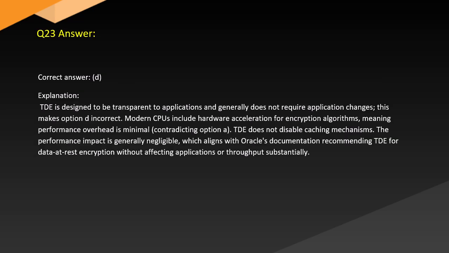Answer. Correct answer: D. Explanation. TDE is designed to be transparent to applications and generally does not require application changes. This makes option D incorrect. Modern CPUs include hardware acceleration for encryption algorithms, meaning performance overhead is minimal, contradicting option A. TDE does not disable caching mechanisms. The performance impact is generally negligible, which aligns with Oracle's documentation recommending TDE for data at rest encryption without affecting applications or throughput substantially.